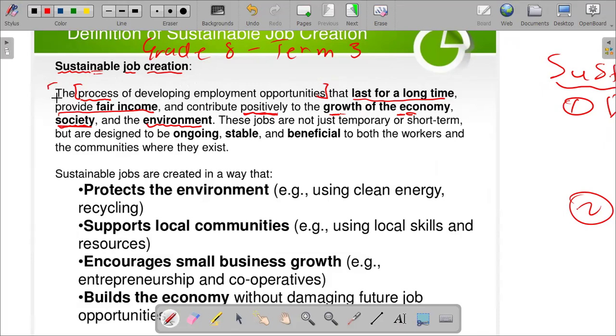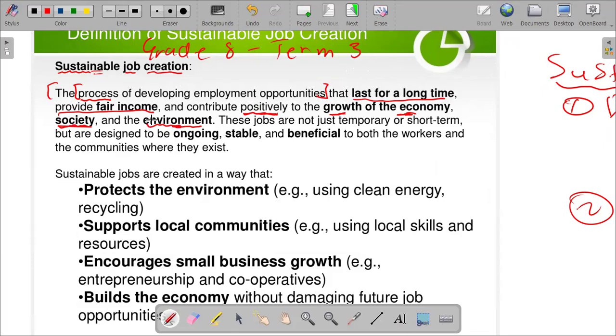So that's the first part of what sustainable job creation is. It develops employment opportunities. They must last for a long time. Remember, I said from 18 to 36 or more months. They must provide a fair income which is above the minimum wage so that people can support their families, and it must contribute positively to the growth of the economy, the society, and the environment.